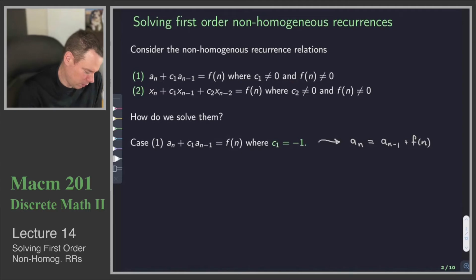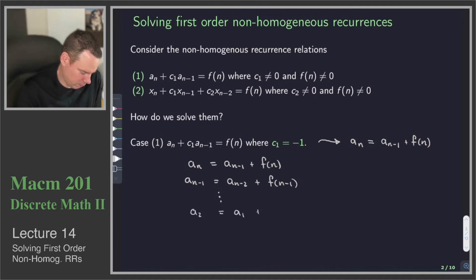So how are we going to solve it? Well, we're going to proceed like we did in the homogeneous case. We're going to write out the recurrence relation for a given value of n, and then we'll write it out for the smaller values as well. And then we'll sum up these equations. So there's a couple, and then we'll get down to a_2 is equal to a_1 plus f(2). a_1 is equal to a_0 plus f(1).